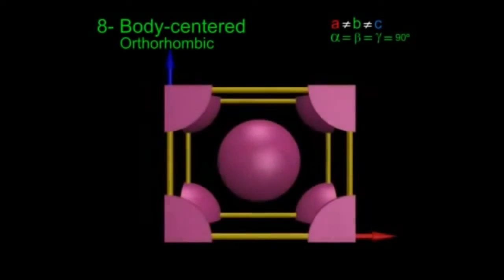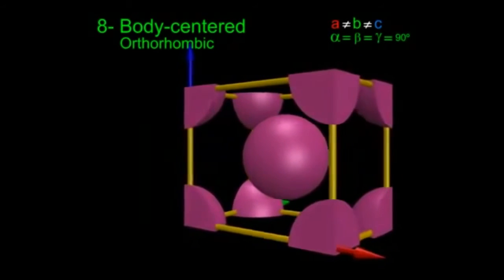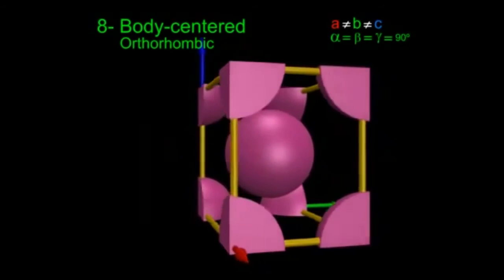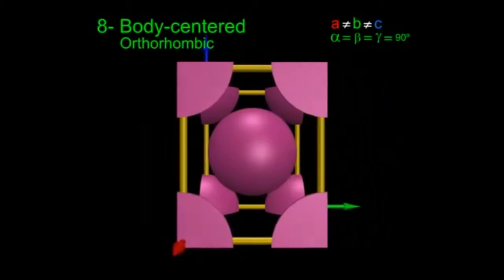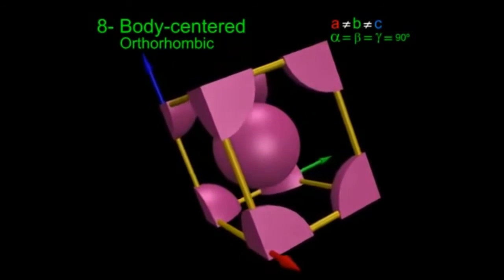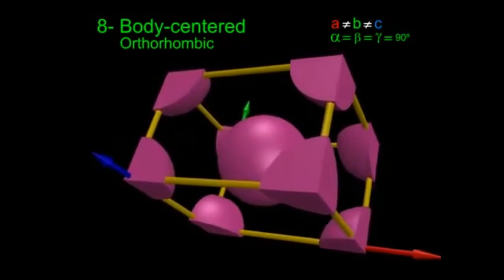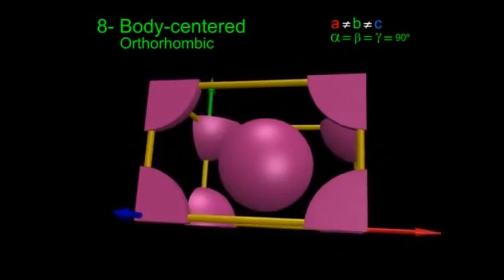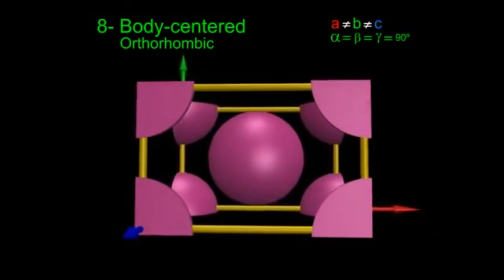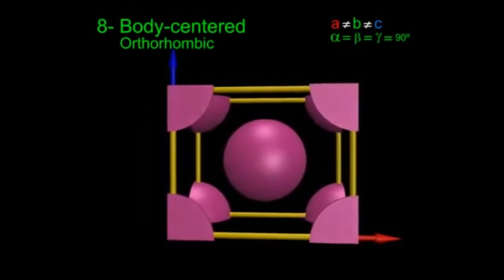Hello viewers, I am going to help you brush up on the topic body-centered orthorhombic unit cell. In a body-centered orthorhombic unit cell, the length, breadth and height are not always equal, which means A is not equal to B and B is not equal to C. The angles made by the sides of this unit cell are always 90 degrees, which means alpha equals beta equals gamma equals 90 degrees.